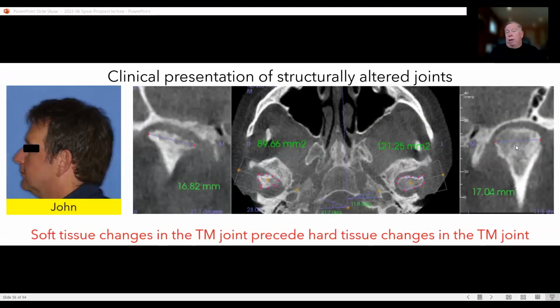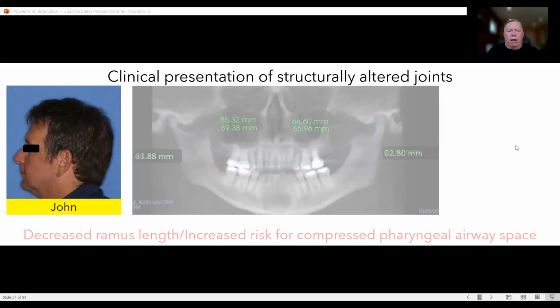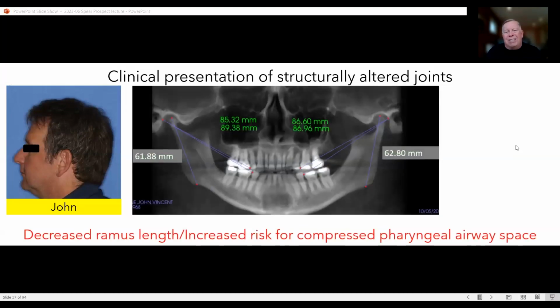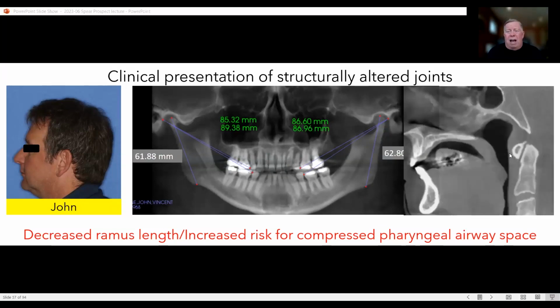Here's John. John's a big guy, about 6'4". Again, bad bone on that right side. The shell of the M&M is really broken down in this case. Ramus lengths are almost 62, 63. He should be up near 70, given his size. Compressed airway space again, and you can see the uncoupling of the anterior teeth.